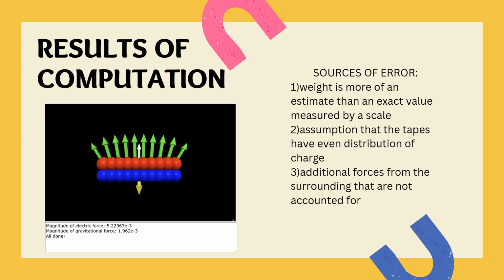This code leads to this picture being shown, and then also these magnitudes of the electric force and the gravitational force being printed. As you can see, they are not quite even, and this is because there were some sources of error, like the weight of the tape is more of an estimate than an exact value. We're making the assumption that the tapes have a perfectly even distribution of charge, and additional forces from the surroundings are not being accounted for.